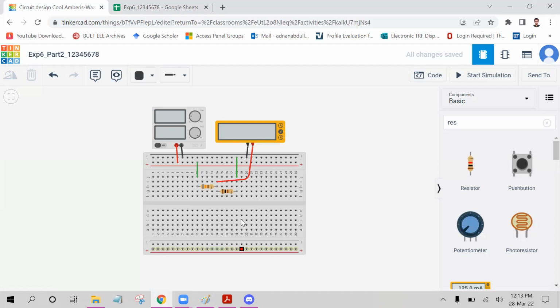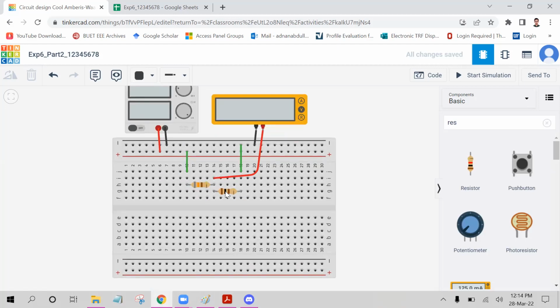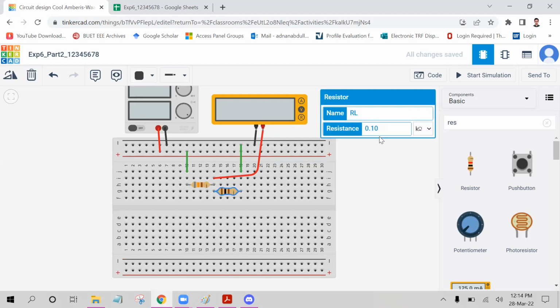Okay, so for each observation we need to change this load register, right? In Tinkercad it is pretty easy to do. We can just click here and we can just rewrite the value, right?